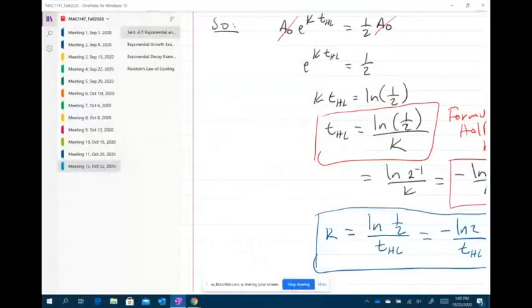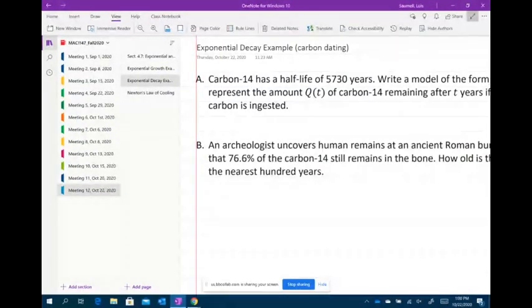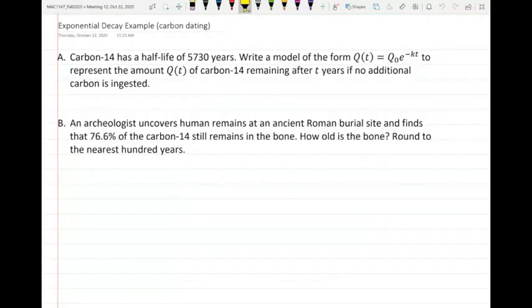Okay, so now that we know this, let's go ahead and do some examples. All right, so carbon 14. Like I said, there are some materials out there that we know have a half-life. Carbon 14 is an example of this. Carbon 14 is a radioactive material and it has a half-life of 5,730 years. These are approximations, okay? You may find tables where one says 5730, another may say 5731 or 32. It's an approximation.